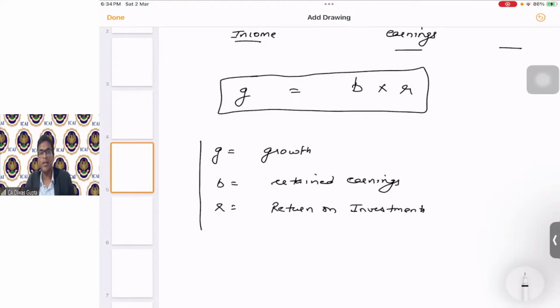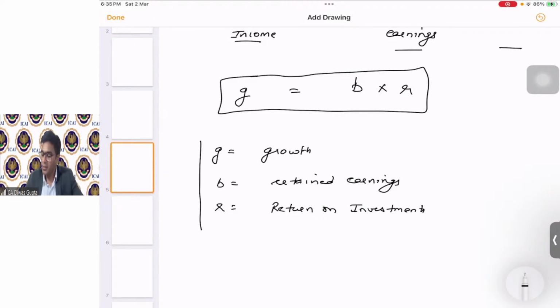Yes, Srinivasan, you were right. In the previous example, growth was there, but it was at a decreasing rate. So today, if I want to ask you how will you calculate growth of a company's profits, you will simply take whatever they are earning, out of that how much they are retaining, and on that retained amount, what is the ROI that they are generating. If you multiply the retained earnings with the return on investment, you will get growth.